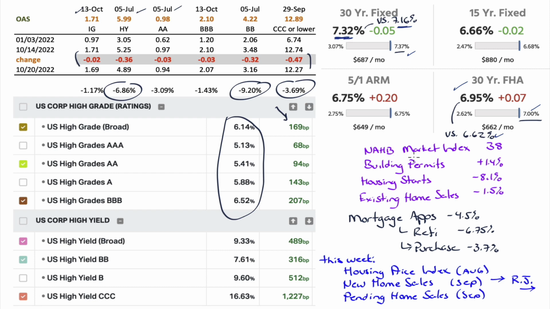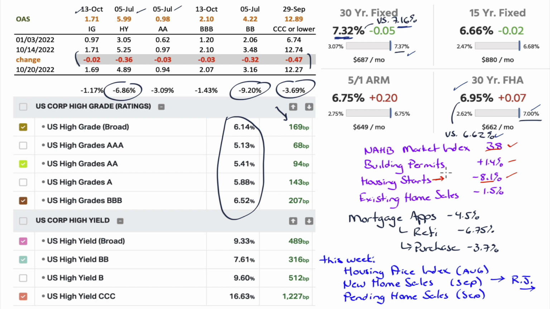The National Association of Home Builders, their market index 38. That's a diffusion index. Anything under 50 is contraction. They're at 38. Building permits were up 1.4%. Housing starts down 8.1%. And a lot of this contraction is due to, yes, you have fewer people looking to buy homes, but you also have fewer spec homes being built. Most home builders are saying with the cost of financing now, we're not going to build spec homes.